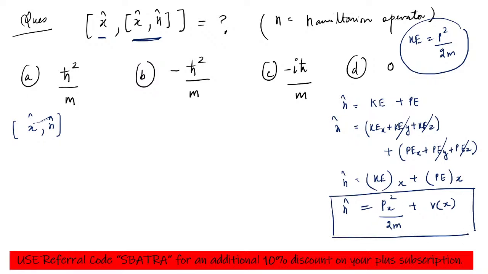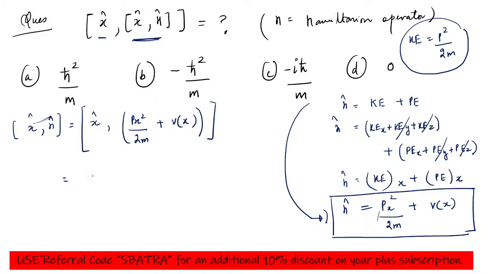Those of you who are clear with quantum mechanics from the very basics can directly skip all these calculations and go to this part, that is, Hamiltonian is equal to px square by 2m plus V(x). There is no need to do these calculations if you are clear with the derivation. Now we are going to substitute this Hamiltonian into this commutator. So you have x here, then px square by 2m plus V(x). This is the value of this commutator.